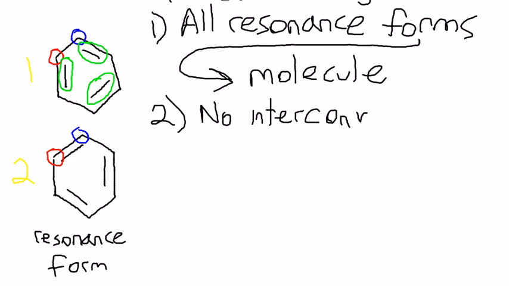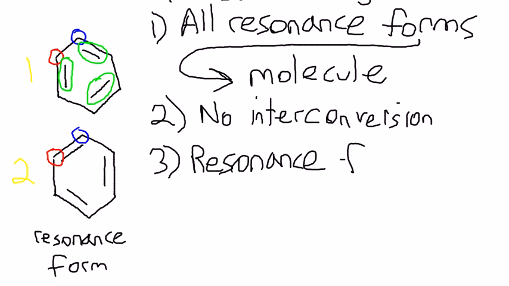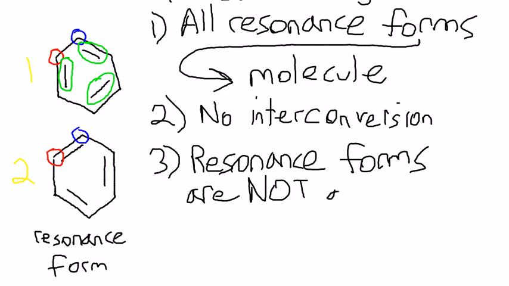It is constantly all of them, which is kind of hard to grasp, but we have to remember that electron movement is extremely fast, and this molecule is constantly changing form. If you look at a ceiling fan while it's going, you don't see the position of each fan blade. You see a disc, because the fans are moving really fast, and you see everything. That's why there's no interconversion. It's all of them at the same time. Number 3, resonance forms are not different molecules. They're different depictions of the same molecule.